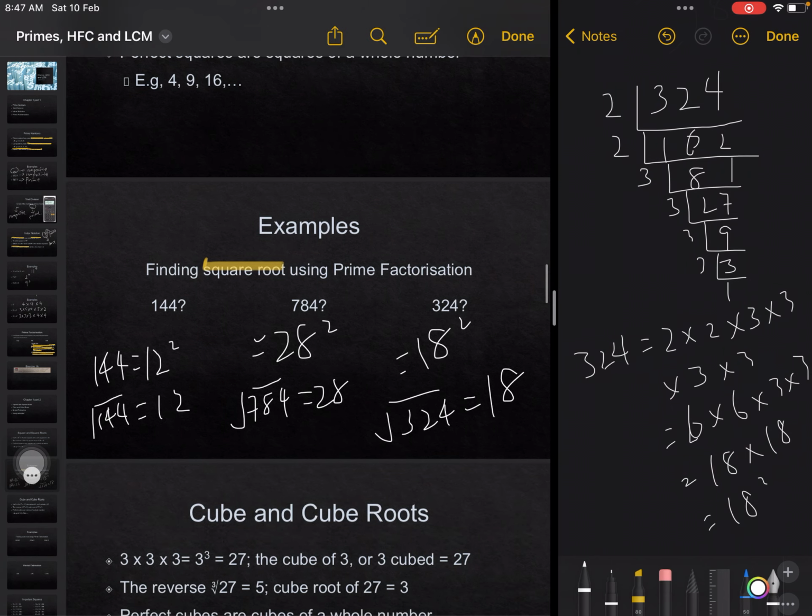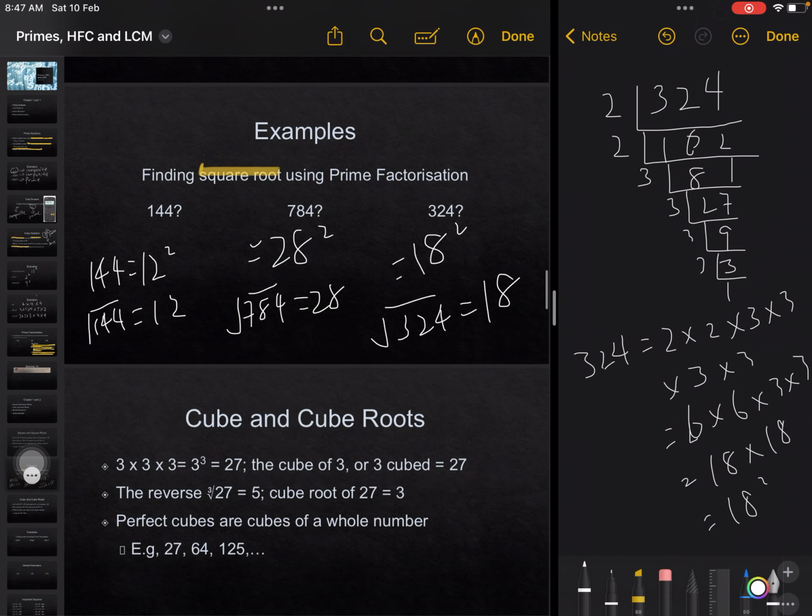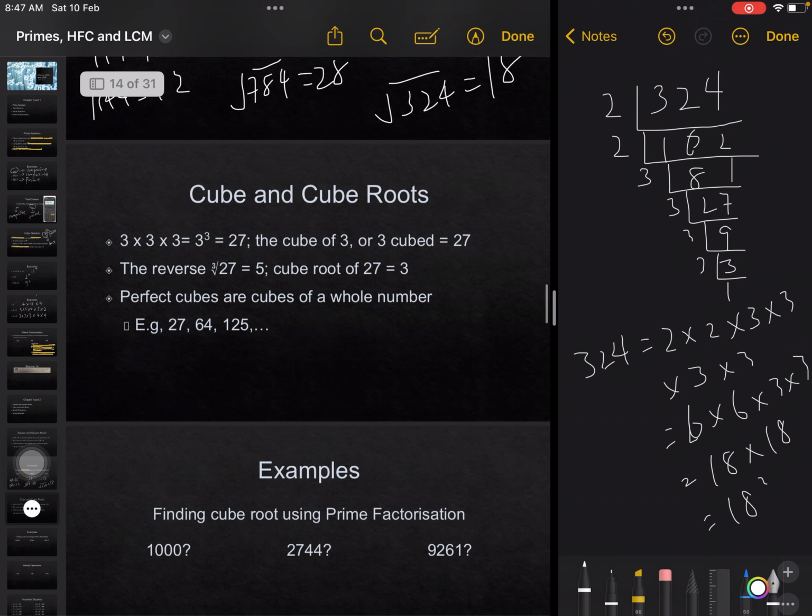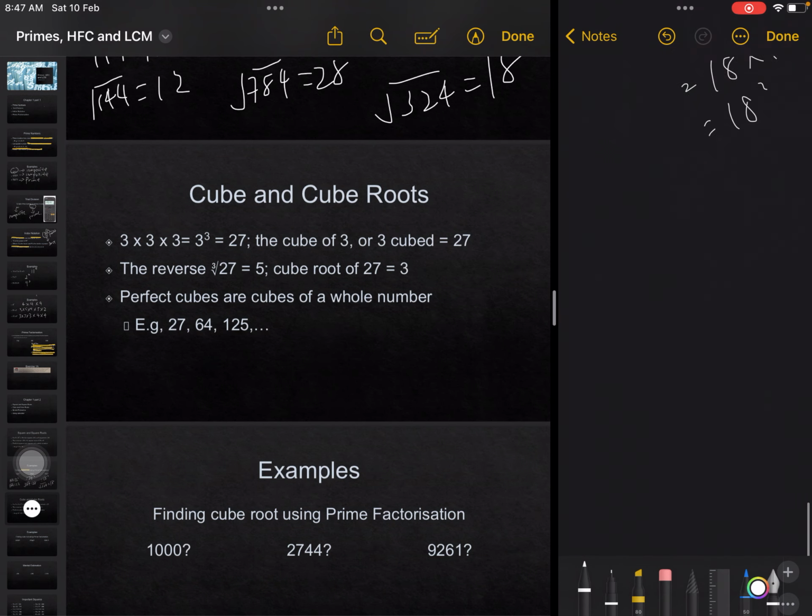So just now we have learned square, and now what we are going to do is cube. Basically square means the number times itself twice. Cube is the number times itself 3 times. So for example here we have 3 times 3 times 3, equal to 3 to power of 3, which means the cube of 3 or 3 cube. That's how we call it.